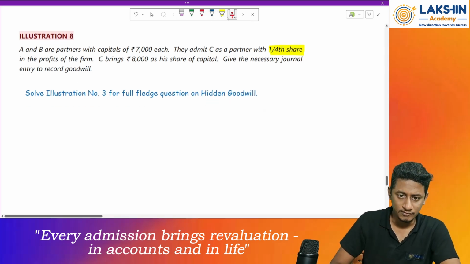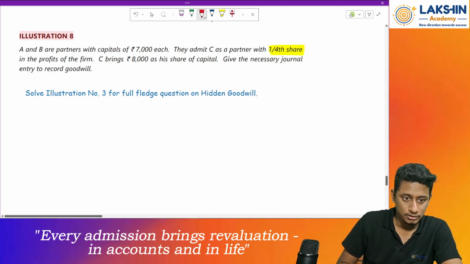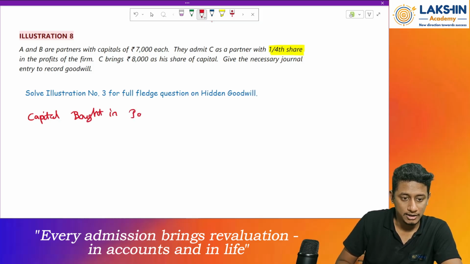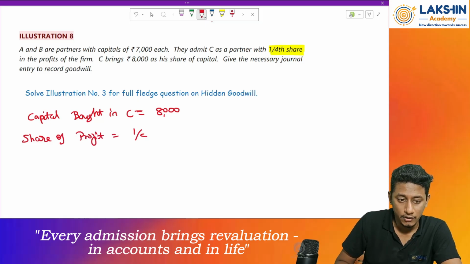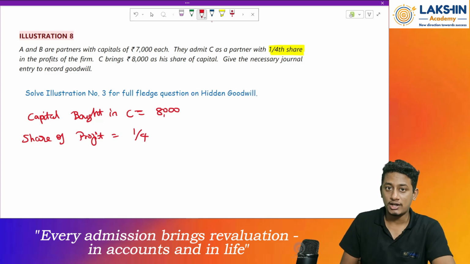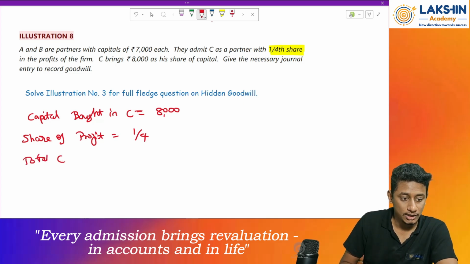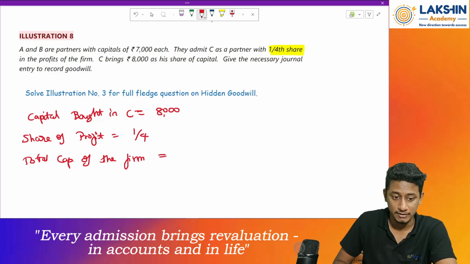See. What is the capital brought in by the new partner, that is C? Rupees 8,000. What is the share of profit that C is getting for this much capital? 1/4. That means, can I find the value of total capital? The total capital of the firm after his admission will be 8,000 into 4 by 1.